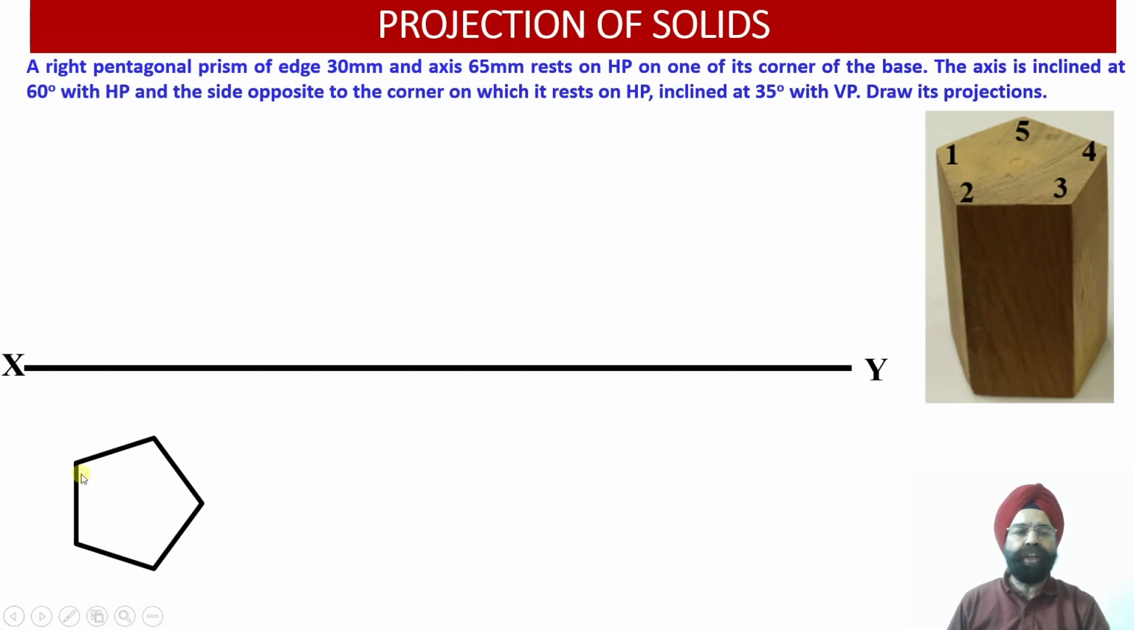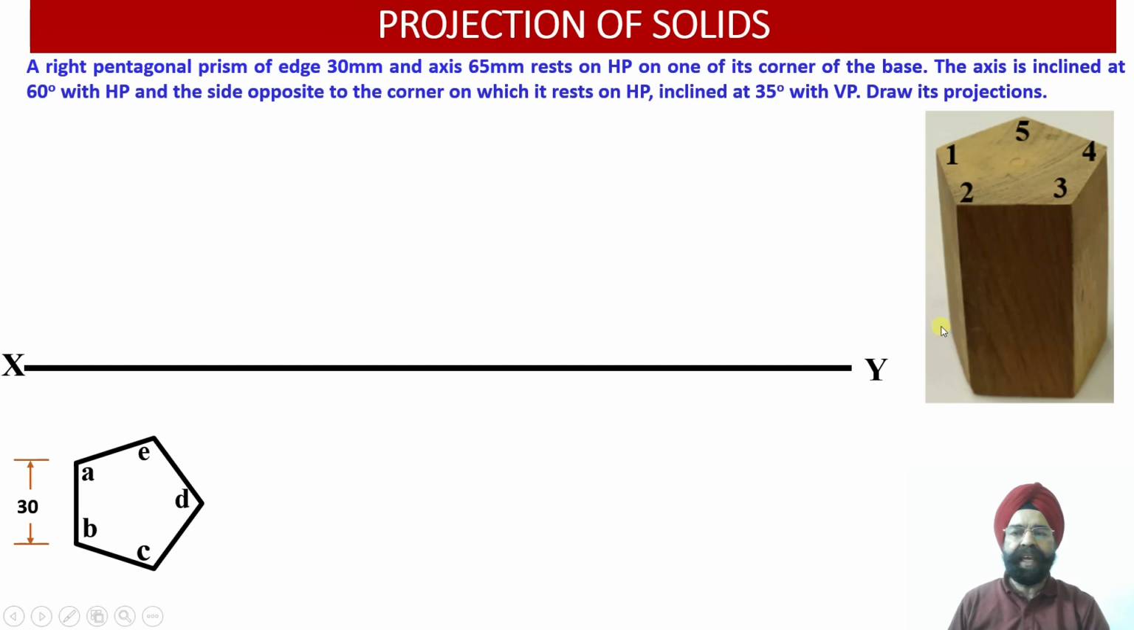So once we draw the top view projections onto the horizontal plane, we are going to observe that one of the edges of this pentagonal prism base will be perpendicular to the vertical plane. Once we draw the edge length equal to 30 millimeter, we will have the pentagonal projection of this pentagonal prism onto the horizontal plane.